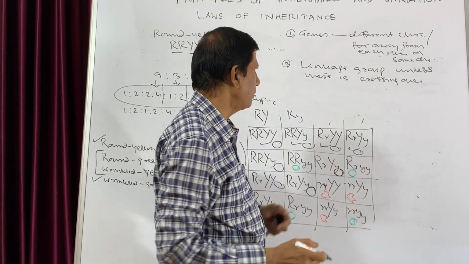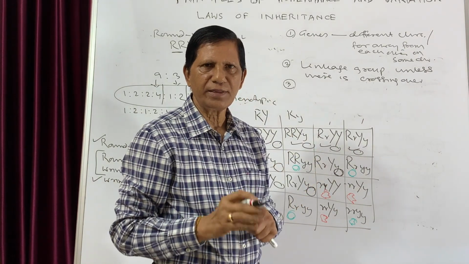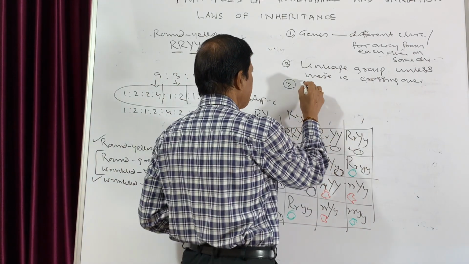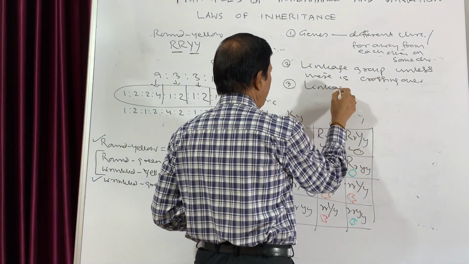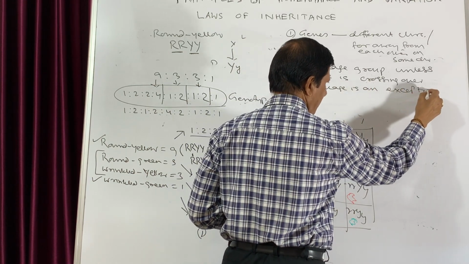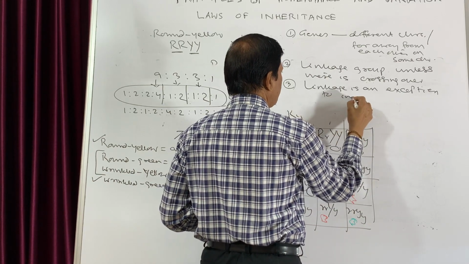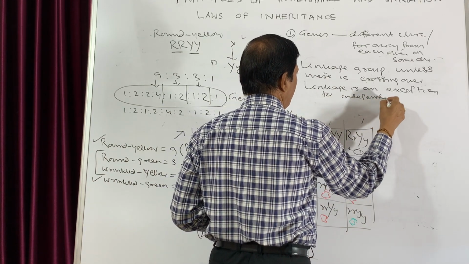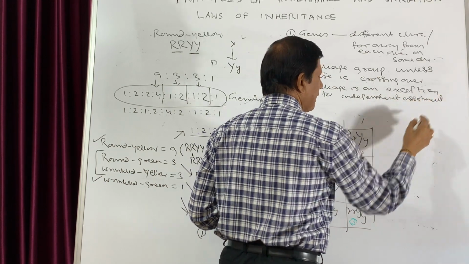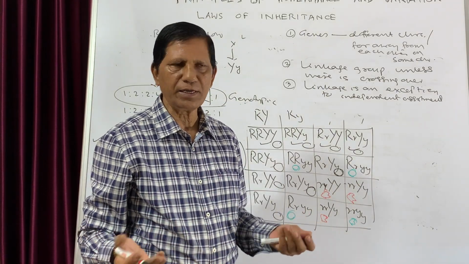That is a linkage group. So when all of them are linked together, there cannot be any independent assortment. That means linkage is an exception to independent assortment. That means if there is independent assortment, there is no linkage. Or you can say if there is linkage, there is no independent assortment.